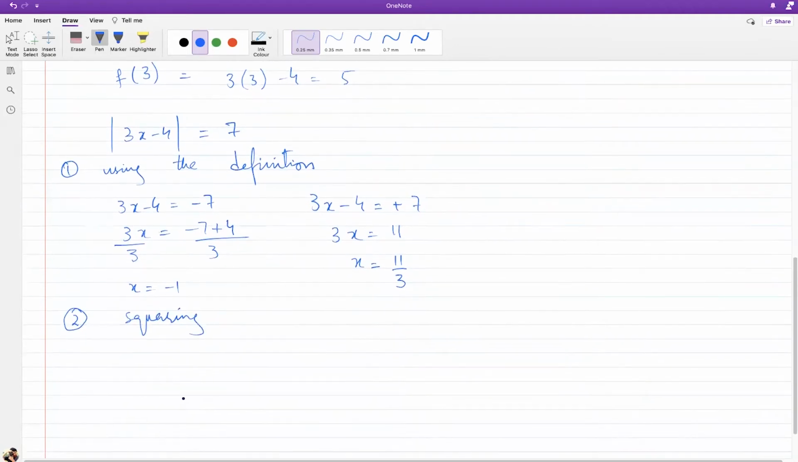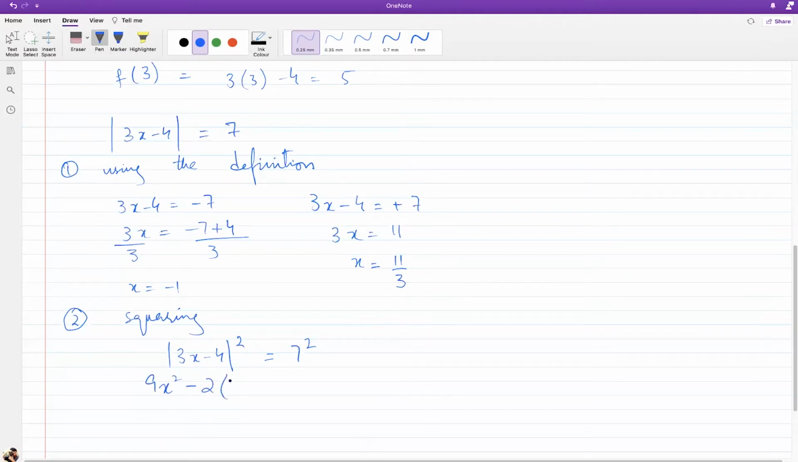Why are we squaring? Because we know that any square will also give us a positive answer. Okay, so you do this, 3x minus 4 squared is equal to 7 squared. My question was 3x minus 4. So I square it and now I know how to open it up. Does anybody remember the identity? A square minus 2ab plus b square. Very good. So a squared, what will it be?